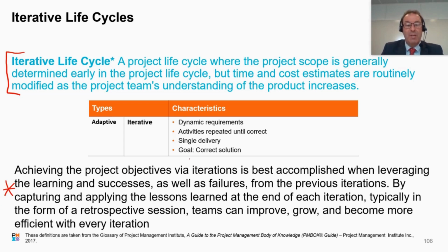Achieving a project objective via iterations is best accomplished when leveraging the learning and successes as well as the failures from the previous iterations. Get the team to apply these. Put them into those up-and-coming life cycles. And as we've just looked at on previous slides, we can elaborate that detail as we move through. But we're constantly learning. Something that you need to start to really invest in terms of focusing your team towards.